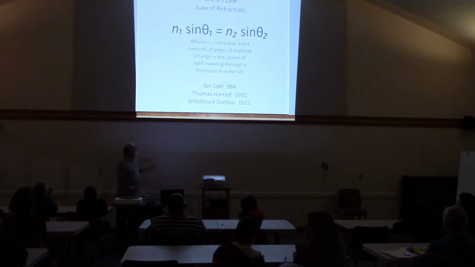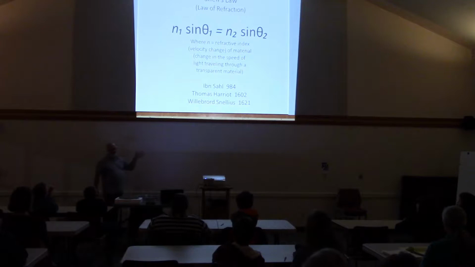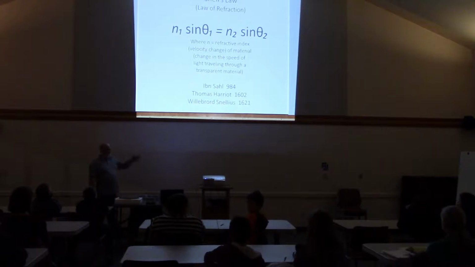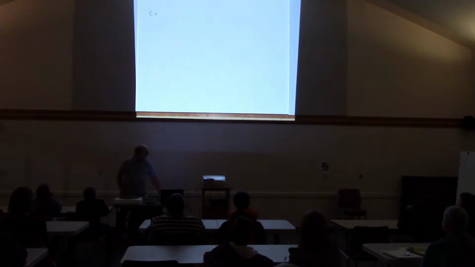It was first discovered by Ibn Sahl in Baghdad in 984 AD. It was discovered independently by Thomas Harriot, we'll get to him later, in 1602. And then Willibrord Snellius was a Dutch scientist. He was the first one to publish it, so that's why it's named for him.